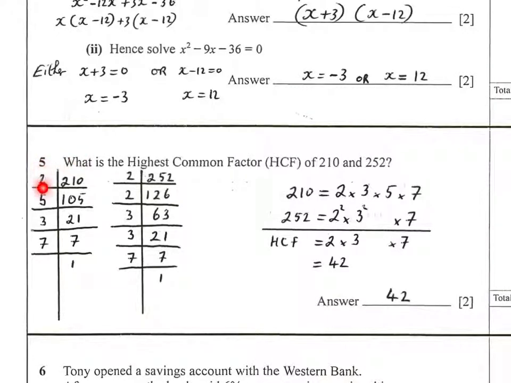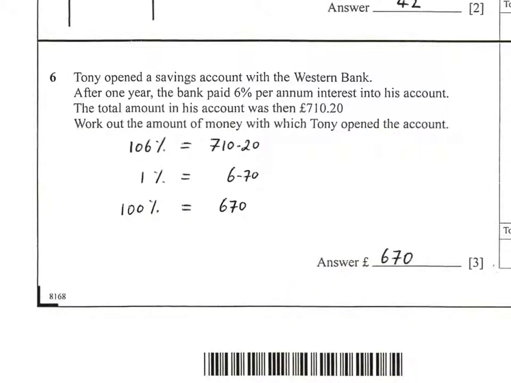Question 5, find the prime factors of the two numbers. Put them underneath, 2's underneath 2's, 3's, 5's, 7's. To find the highest common factor, we do the opposite, pick out the lowest. It's 2 times 3 times 7, which is 42. Question 6, reverse percentages. Very well done. 106% is £710.20. Find 1%, find 100%.